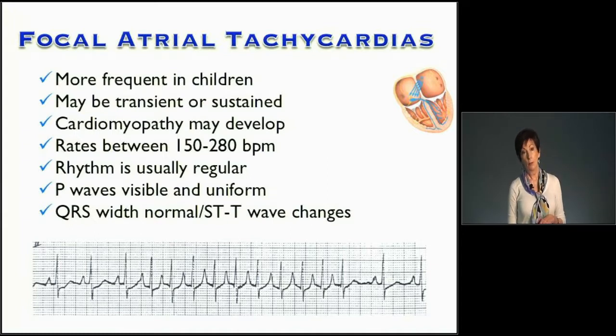If a focal atrial tachycardia occurs and becomes sustained or incessant, a cardiomyopathy may develop. The other thing to think about is that cardiomyopathy can be the cause of focal atrial tachycardias as well. Now, anytime we talk about tachycardia, we talk about a heart rate of greater than 100. But typically these focal atrial tachs are faster. They're between 150 and 280. Don't get hung up on those exact numbers. Those are just general ranges for atrial tachycardia. Typically that's where they are.